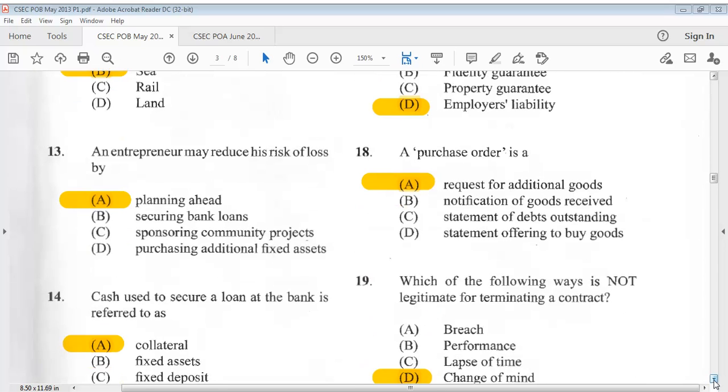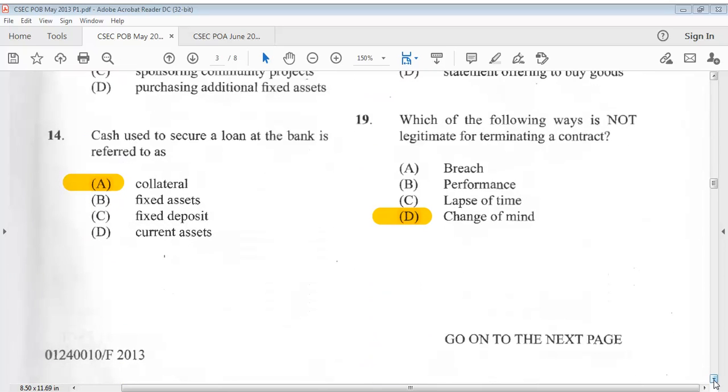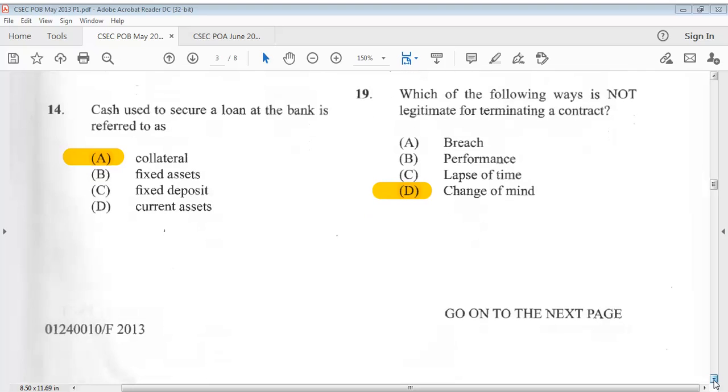18 says, a purchase order is a request for additional goods. 19 says, which of the following ways is not legitimate for terminating a contract? We have A, breach, B, performance, C, lapse of time, or D, change of mind. We know that all the others are legitimate reasons for terminating a contract. So the answer would be D, that's the one that is out, change of mind.